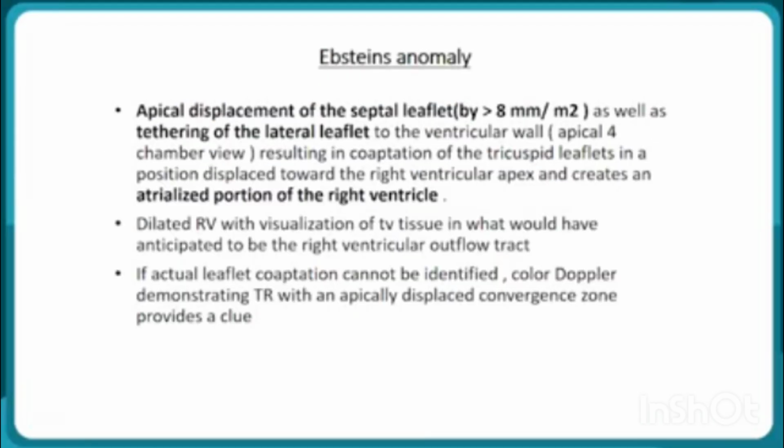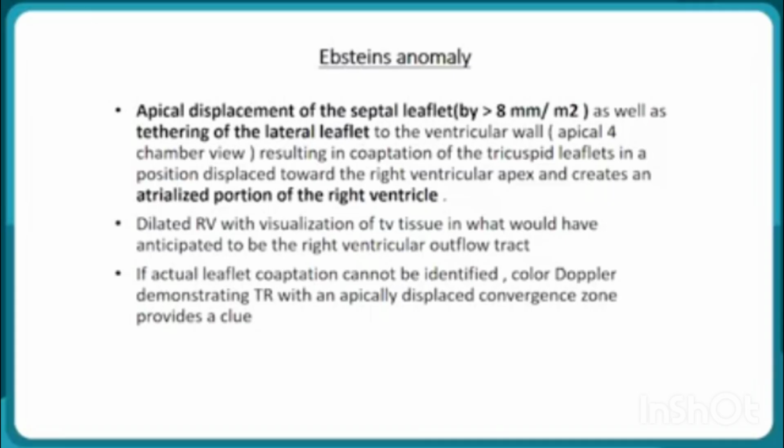Ebstein's anomaly is defined by apical displacement of the septal leaflet by more than 8 mm per meter squared of body surface area, as well as lateral leaflet tethering to the apical wall, as will be seen in the apical 4-chamber view in a subsequent image, resulting in the coaptation of the tricuspid leaflets in a position displaced towards the RV apex, thus creating an atrialized portion of the RV.